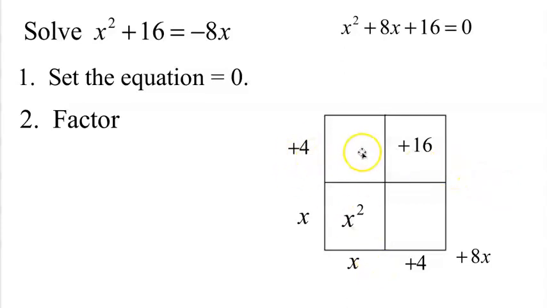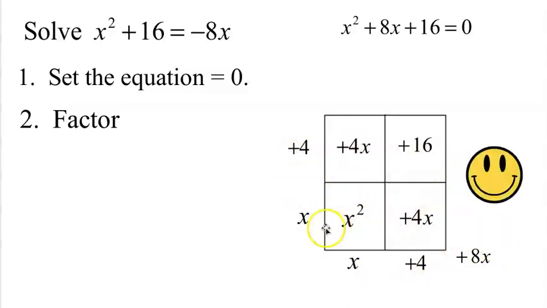Positive 4 times x is positive 4x. It adds together to give me 8x. So indeed, we have successfully factored it. And the result is x plus 4 times x plus 4 equals 0. You could say x plus 4 quantity squared equals 0, but I think I prefer writing it this way.